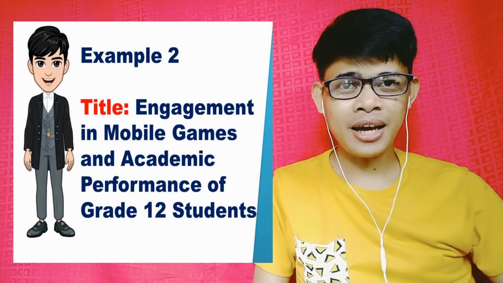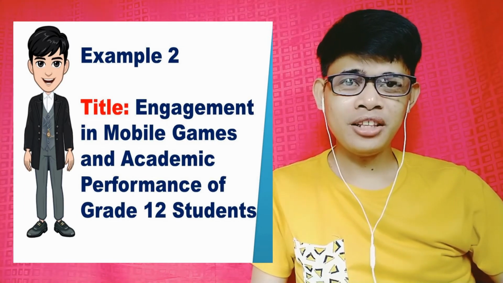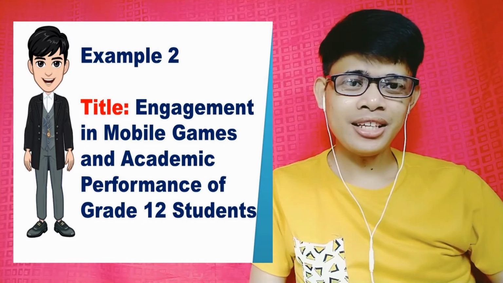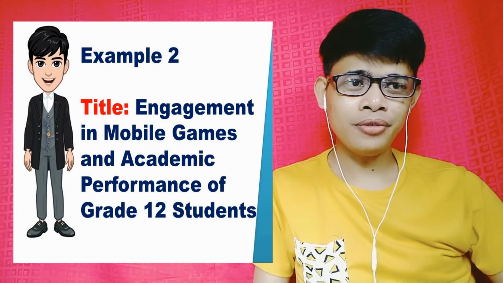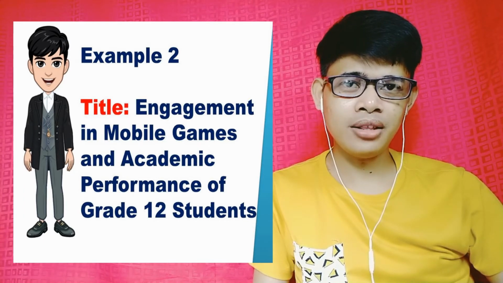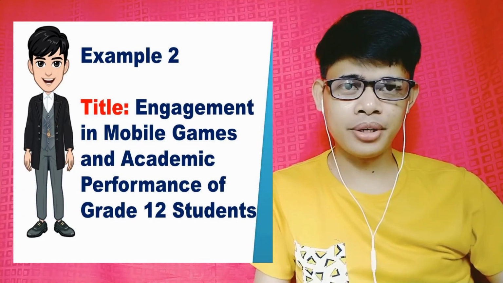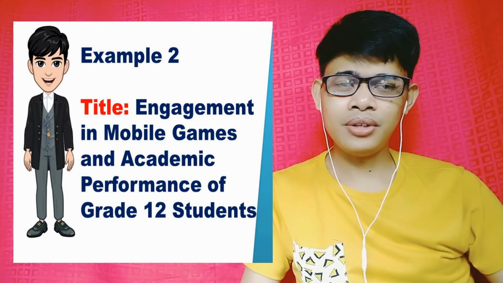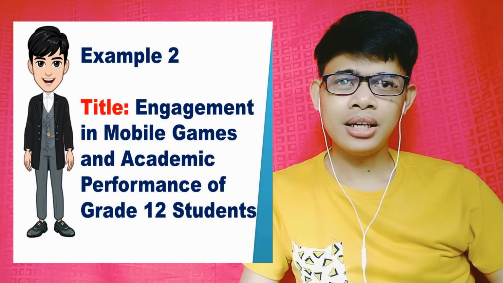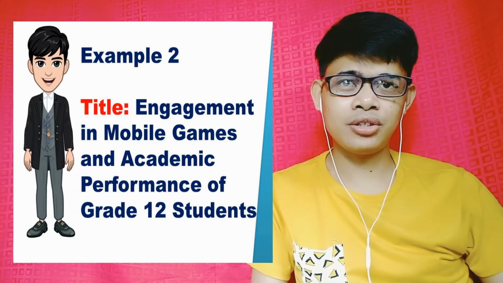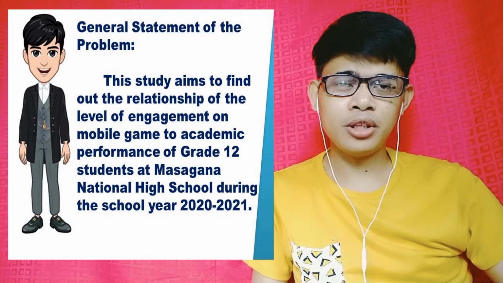We have here example number 2: Engagement in Mobile Games and Academic Performance of Grade 12 Students. So in this title, you will be involving here two variables, which are engagement in mobile games and academic performance of Grade 12 students. If this is your proposed research title, or if this is similar to your research title, there will be 5 questions for your specific questions. First, we have the general statement of the problem.